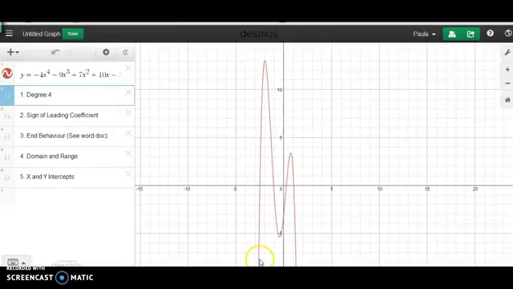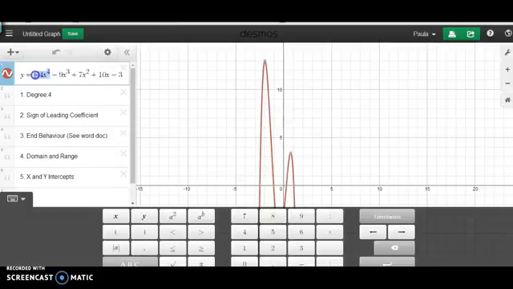Notice that it starts to increase and it sort of looks like an M shape, if you will. And it heads back down here on the right. Question number 2 is asking for the sign of the leading coefficient. That's the number that's in front of the term with the highest exponent. I'm going to highlight the term there. The leading coefficient would be simply negative 4.